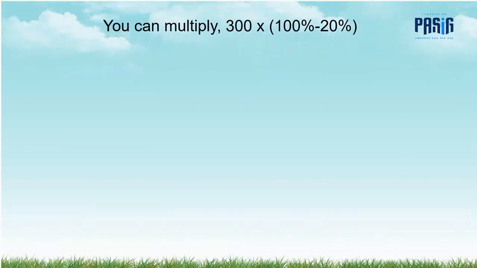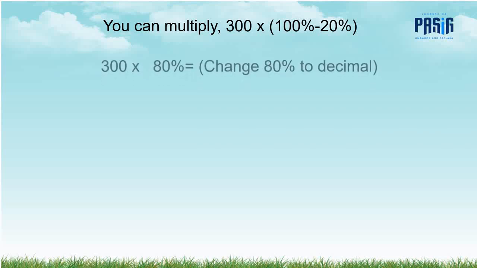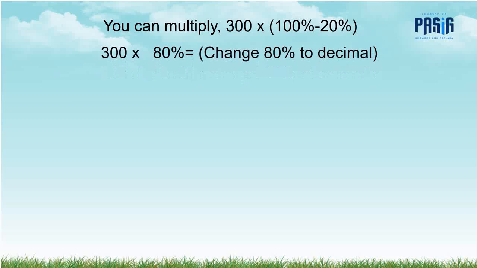Another way to solve the problem is you can multiply 300 times 100% minus 20%. Why 100% minus 20%? Because you are going to look for the rate that represents the number of kids attended the party. 300 times 80% equals, you are going to change first 80% to decimal by moving the decimal point twice going to the left and put the decimal point. So 80% to decimal is 80 hundredths.